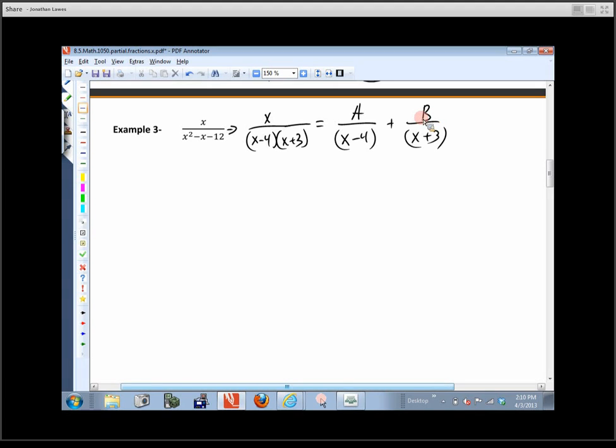Degree 1, so the numerator's degree is 0. The next thing we're going to do is take this and clear the fractions. So I'm going to multiply by x minus 4 and x plus 3. That means this side is just going to be an x, and this side is going to be, well, the a is going to be multiplied by whatever the other factor was, right? So this is going to be a times x plus 3, and this is going to be b times x minus 4.